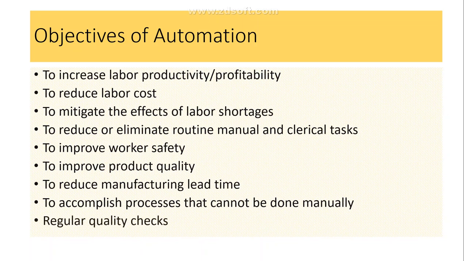Regular quality checks, that's what I was discussing with respect to product quality. It allows us to have regular quality checks and verifications of the quality of the product, and then we can give a quality product to our customer. So these are the main reasons or objectives why automation is very much required in manufacturing units. Okay, this was all about the objectives of automation.